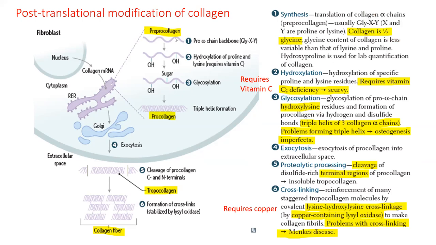Then after that, we have to add two groups. The hydroxyl group, also known as hydroxylation, into the end part. And then we add the sugar group, also known as glycosylation, to the hydroxylysine group. After this, we have to fold it really well.